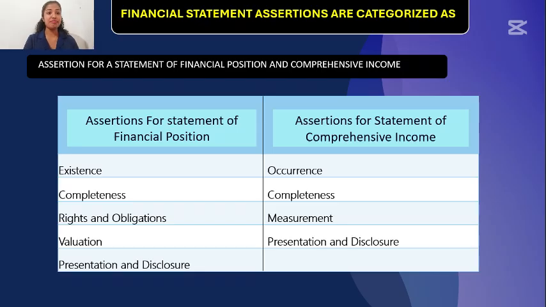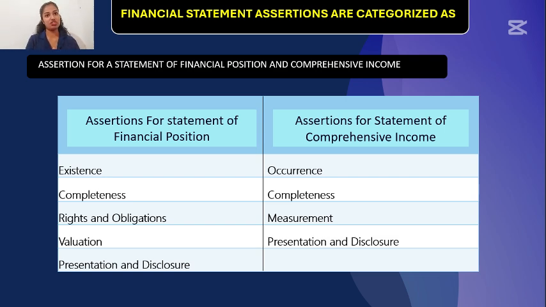Let's discuss the main assertions of the comprehensive income statement. First one is occurrence. Ensures that all reported transactions actually occurred during the period. It verifies that they are valid and relevant to the organization. Second one is completeness. Ensures that no income or expenditure is omitted. This gives a complete and accurate picture of financial performance.